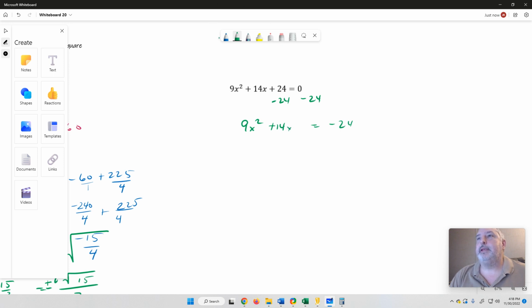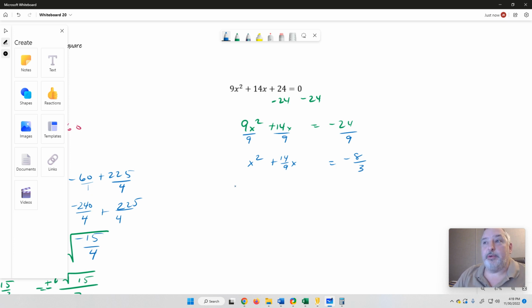There's my x. So now this one, remember that second step I told you, you have to make sure that a is 1. So I have to divide each term by 9. Okay, so that gives me x squared plus 14 over 9x. Yes, we're going to have to deal with fractions again. And this actually will simplify both. We'll divide by 3. This will be negative 8 over 3. I don't know if that's going to work out or not, but if you can simplify, simplify.